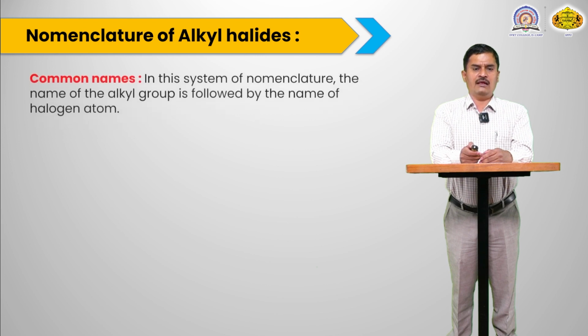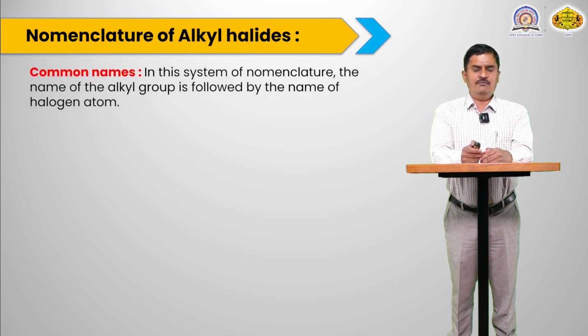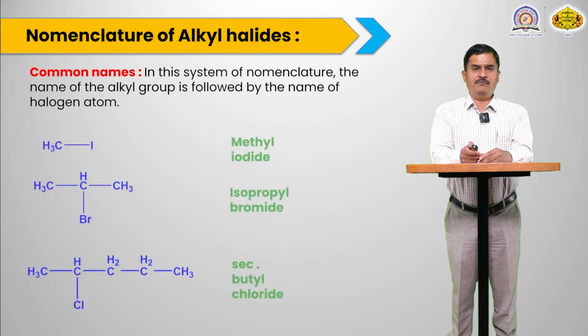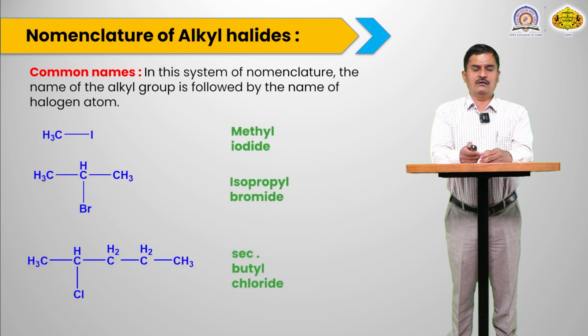Then nomenclature of the alkyl halides. There is the common name system, and another system is the IUPAC nomenclature system. In the common name system, the name is made from the name of the alkyl group and the name of the halogen atom. This system is very simple. For example, the first, CH3I: CH3 is the methyl group, and iodine, so methyl iodide.